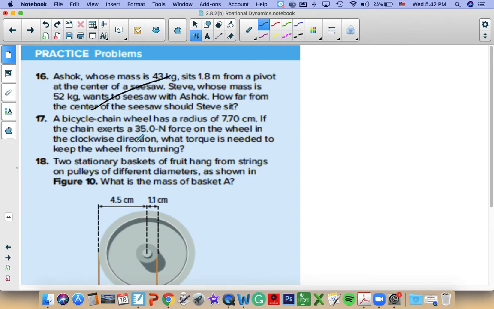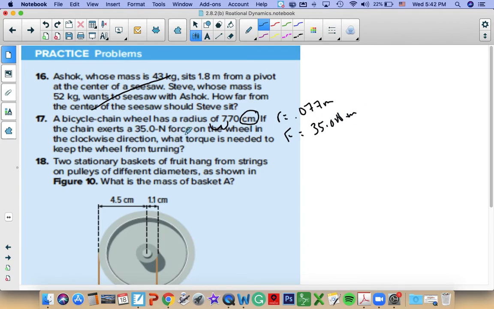Bicycle chain has a radius of 7.7 centimeters. If the chain exerts a 35 Newton force on the wheel in the clockwise direction, what torque is needed to keep the wheel from turning? So it's essentially what torque is that generating and what opposite torque would we want to do. That's my force, that's my radius. However, notice that's in centimeters, so we're going to have to change that to meters. So our radius for this problem is 0.077 meters. Force is 35.0 Newtons.